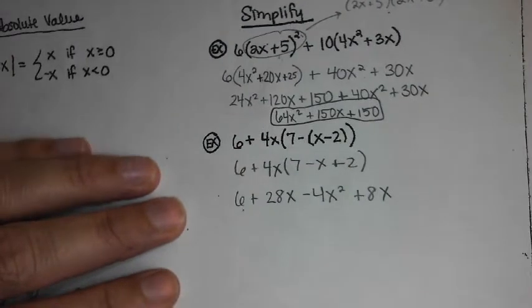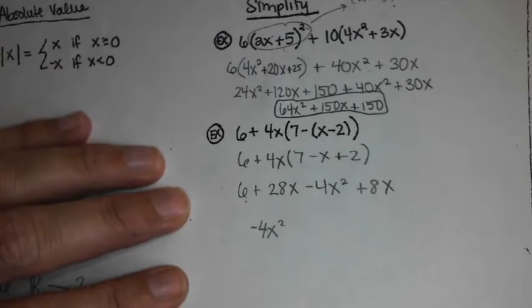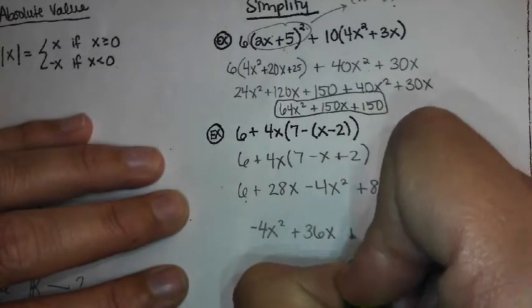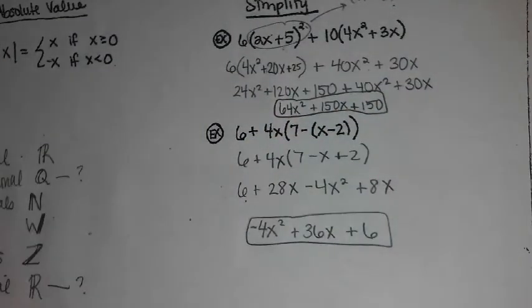And then combine like terms. Negative 4x squared should lead. 36x plus 6. Any questions?